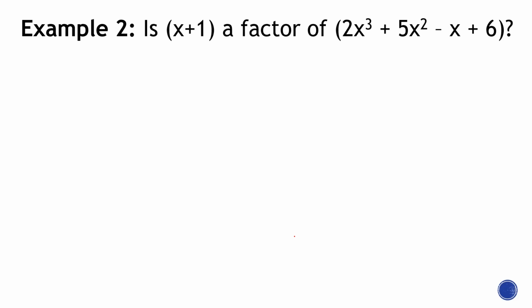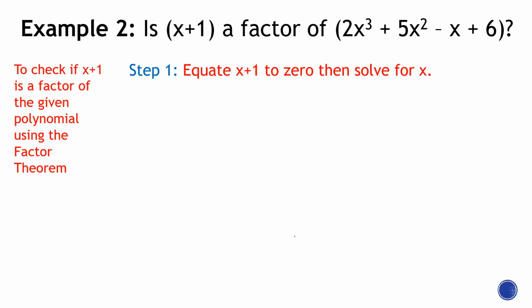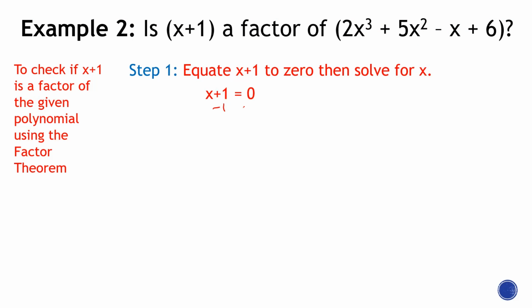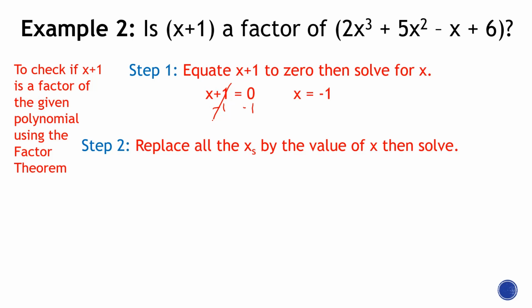Here is: is x plus 1 a factor of the given polynomial? So step number 1, we will equate x plus 1 to 0, then we will solve for x. So here we will subtract 1 on both sides. So x equals negative 1. Step number 2, we will replace all the x's by the value of x, then we will evaluate.